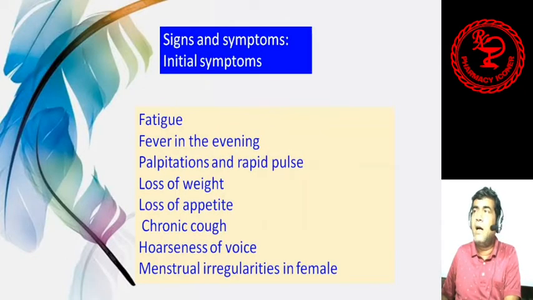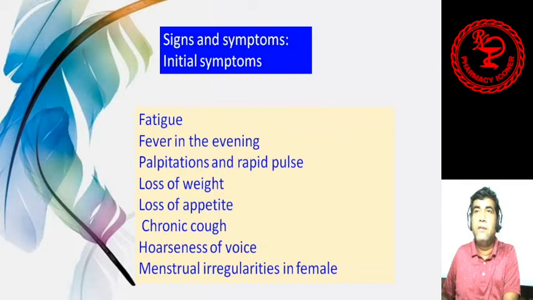What are the symptoms? Early symptoms: there will be fatigue, that is tiredness. The person feels tired all the time. Then fever in the evening, generally a mild fever. Palpitation, restlessness and rapid pulse may occur. Then gradual but quick loss of weight. Loss of appetite, you will not feel like eating.